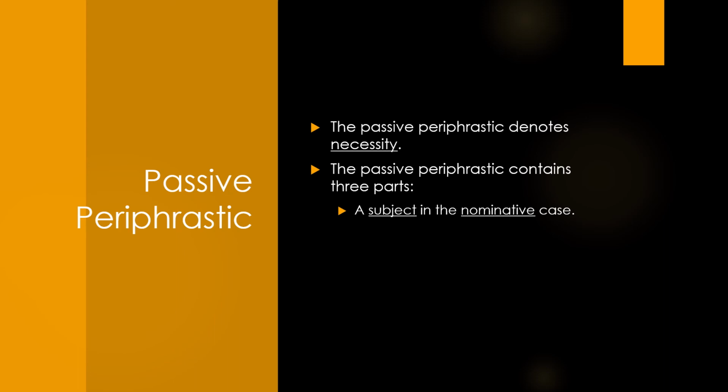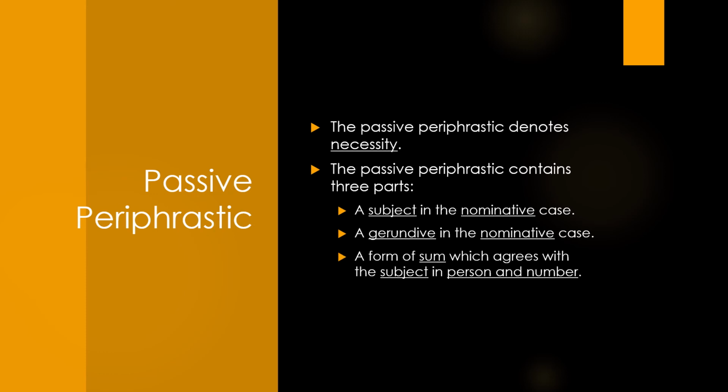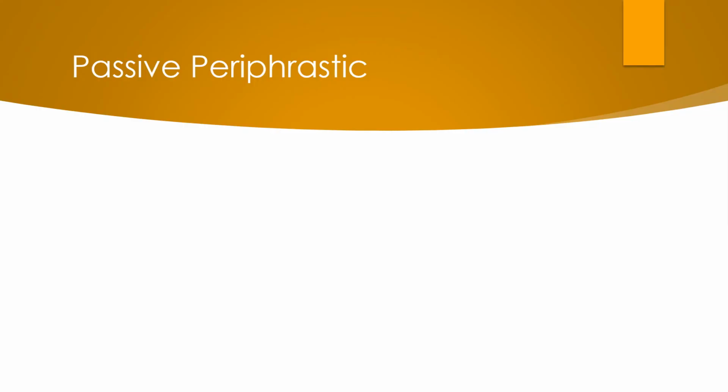The first part is a subject in the nominative case. The second thing we need is a gerundive, also in the nominative case. And the third thing which must be present is a form of sum, which agrees with the subject in both person and number. Let's look at an example of this.